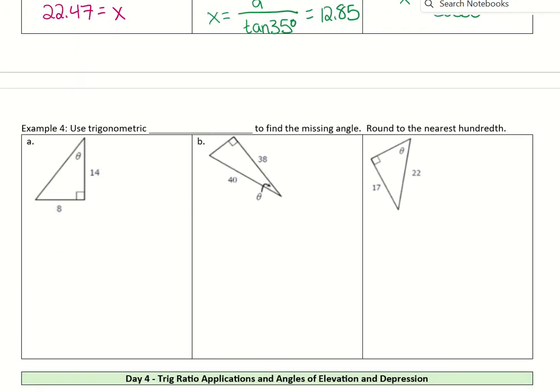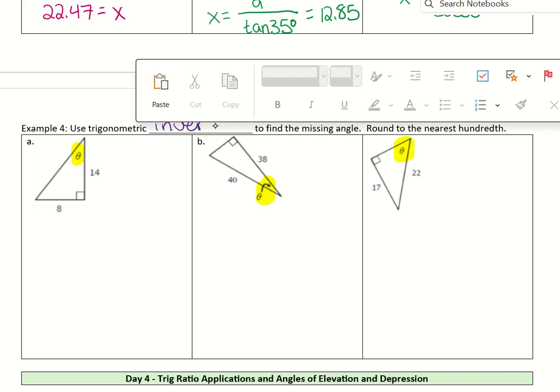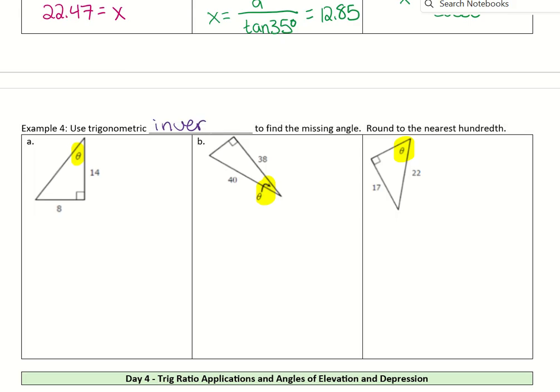Now, what's different about these is this time, all the angle measures are what we're going to find. So what do we do? Well, we're going to use inverses to help us find the missing angle. We're going to use trigonometric inverses. So I'll show you how.